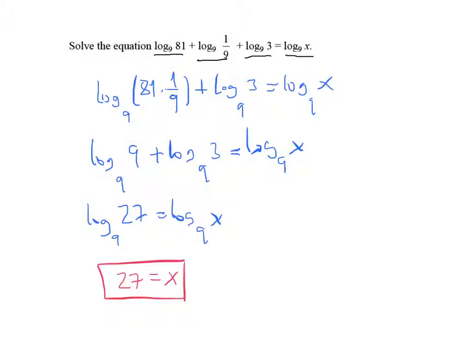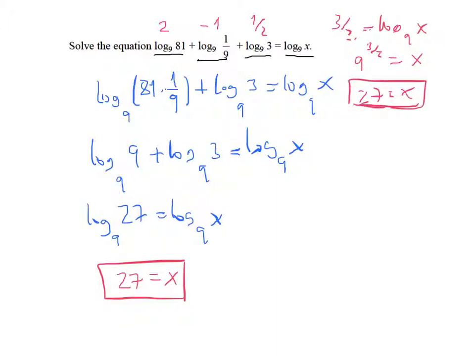I could have also done it by realizing, well, log base 9 of 81, that must be 2, because 9 to the power of 2 is 81. This must be minus 1. And this one here must be log base 9 of 9 to the power of 1/2, 3 being the square root of 9. This is going to be 1/2. And once I do this exercise, I would realize that I would get 2 minus 1 plus 1/2. I would get 3/2 equal to log base 9 of x, which means that 9 to the power of 3/2 is equal to x, which is going to give me 27. It's just another way to do it.